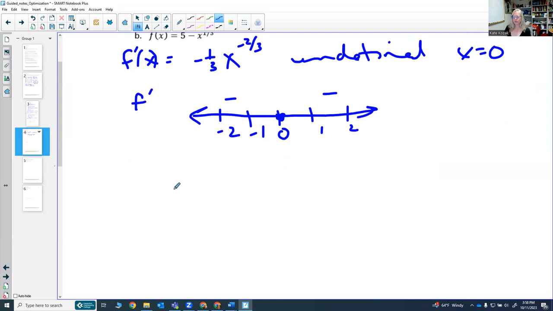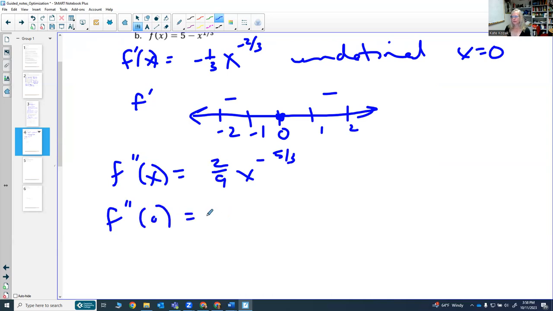If you want to use the second derivative test, f double prime of x is equal to 2/9 x to the negative 5/3. f double prime of zero is undefined. So the second derivative test is actually inconclusive.